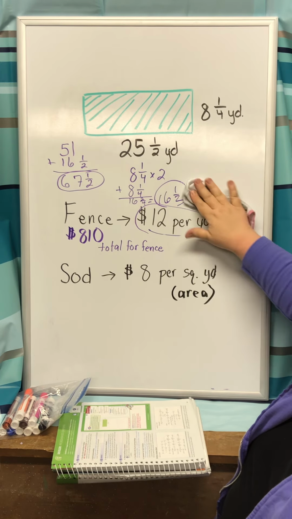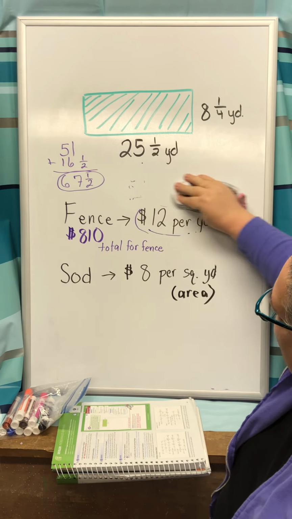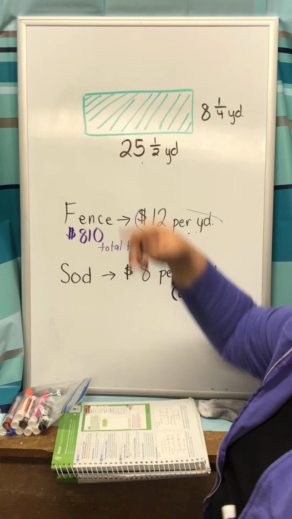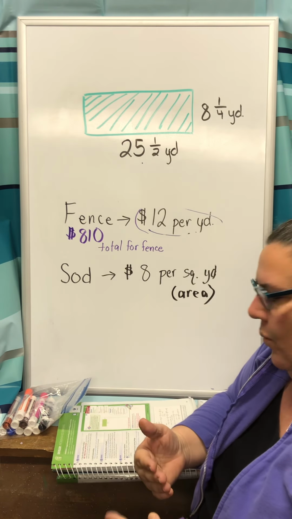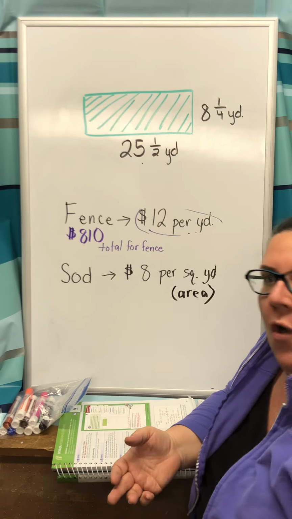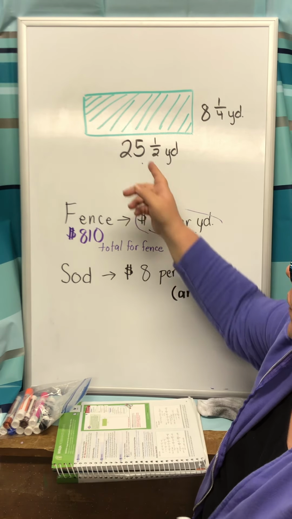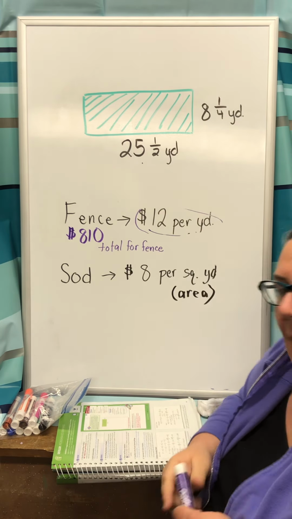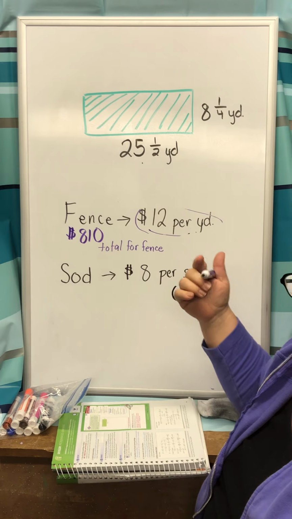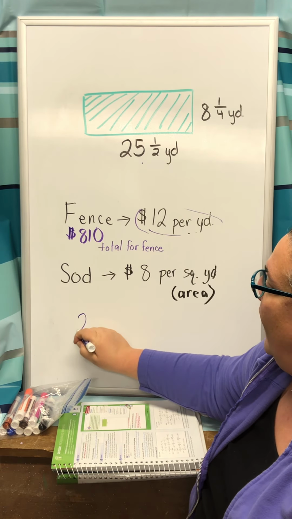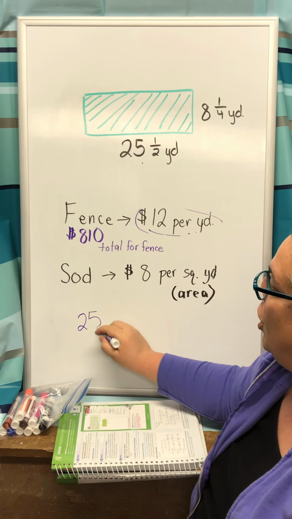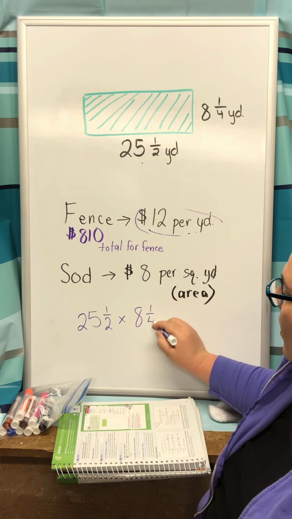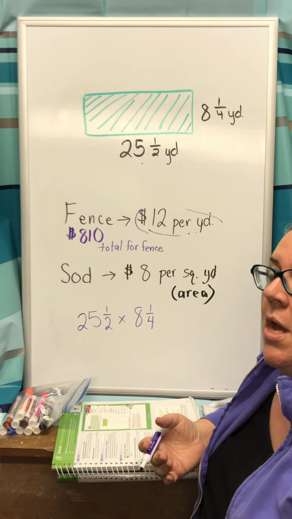Okay, so my sod portion is going to be, remember, all of that section that's shaded in green. So the part where this is a dog park, so the part where the dogs are actually going to get to run around on. So I'm doing an area, 25.5 and 8.25. This time I'm not adding. This time, remember, I'm going to multiply. So I'm doing the area of that rectangle, 25.5 times 8 1/4.